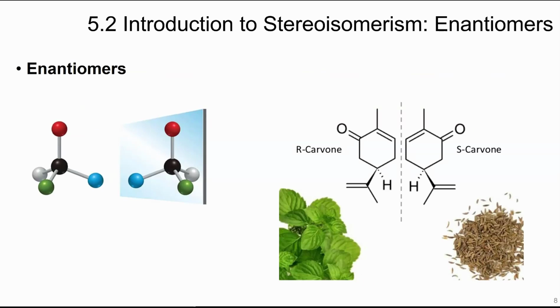We can have something called enantiomers, and these are two molecules that are mirror images of each other, but they're not identical and non-superimposable.